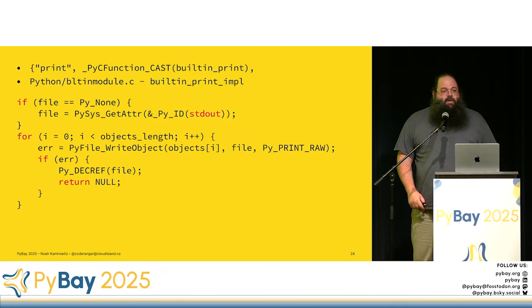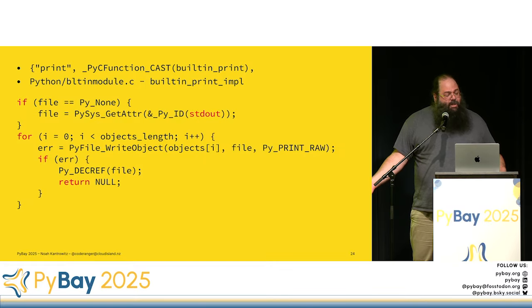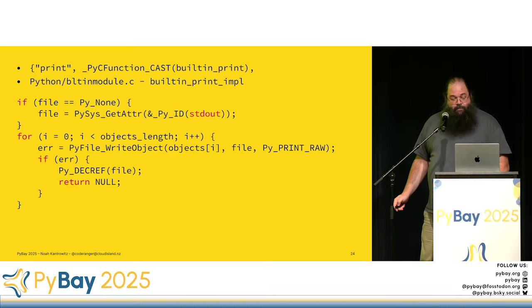Now, most of the code in built-in print impl is going to be dealing with parsing arguments and returning errors, but we can see some of the expected shape down here towards the bottom. It's getting a reference to something called stdout from the sys module, and then it calls write object on each argument in turn. We are 24 slides in. We've got to be close to seeing our hello world, right?